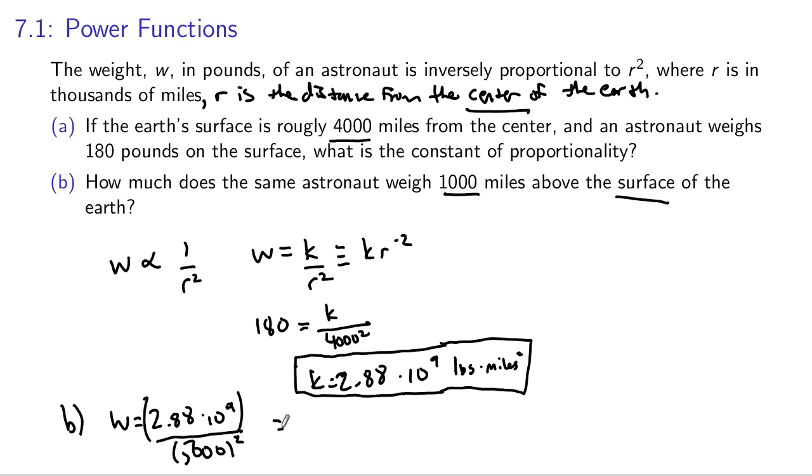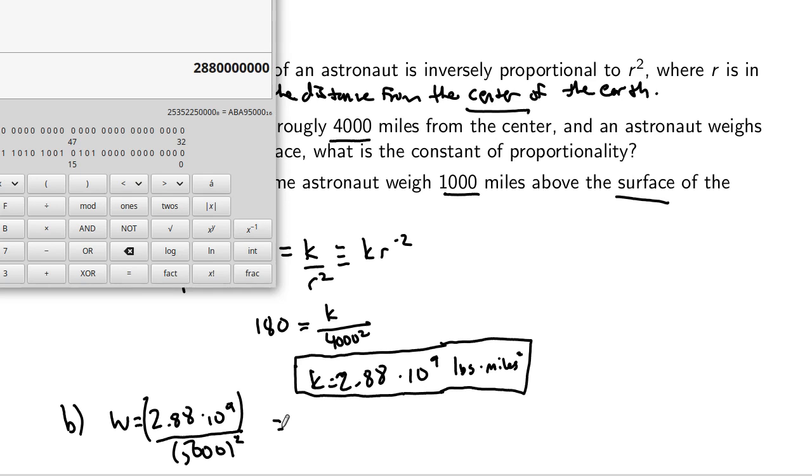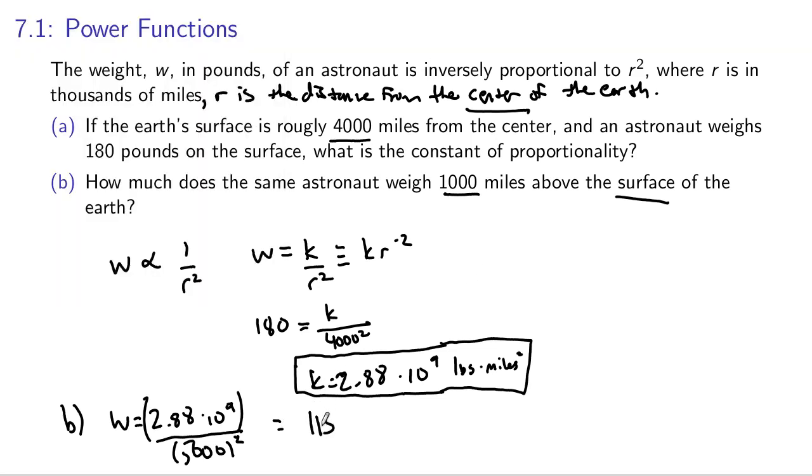So using a calculator, 2.88 times 10 to the ninth divided by 5,000 times 5,000, or 5,000 squared, is 115.2. 115.2 pounds.